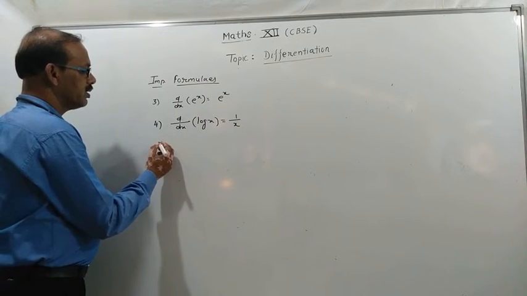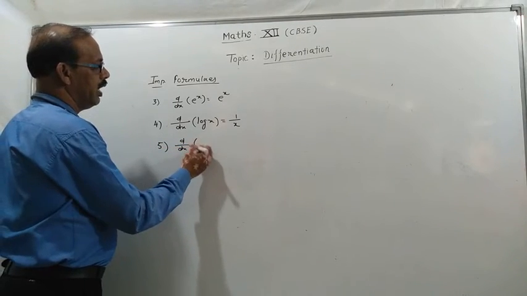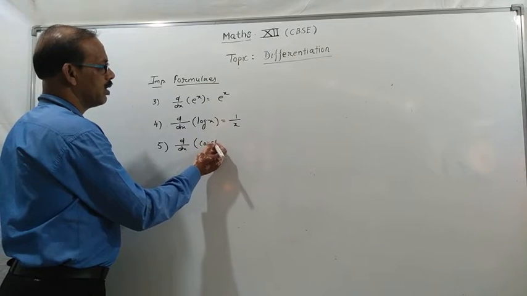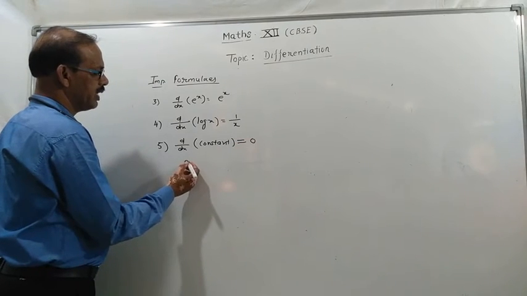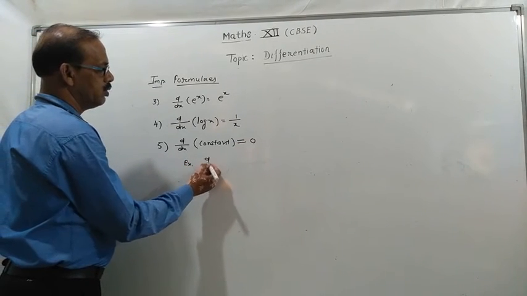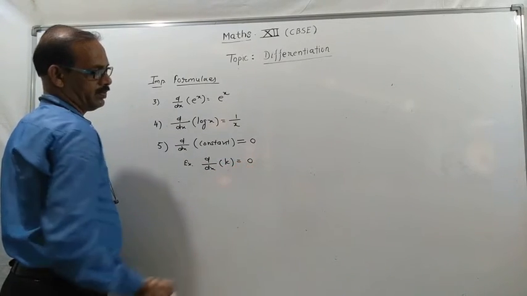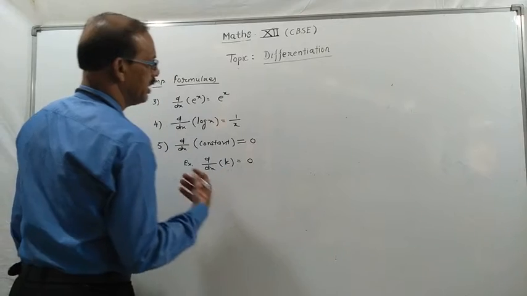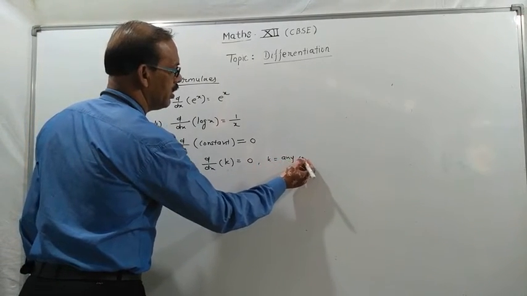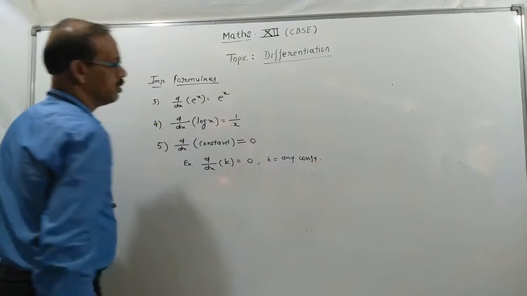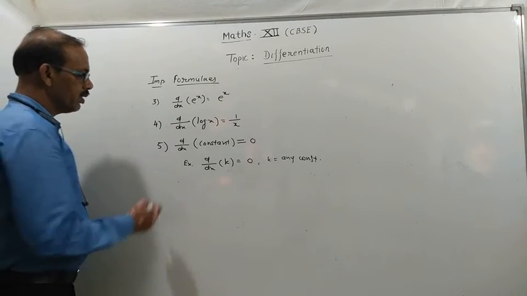Next, fifth formula is derivative of any constant number. Derivative of any constant is always 0. For this, we take some examples. Suppose we have to take the derivative of any constant k, the value is 0. Here k is any constant. So derivative of any constant is always 0.